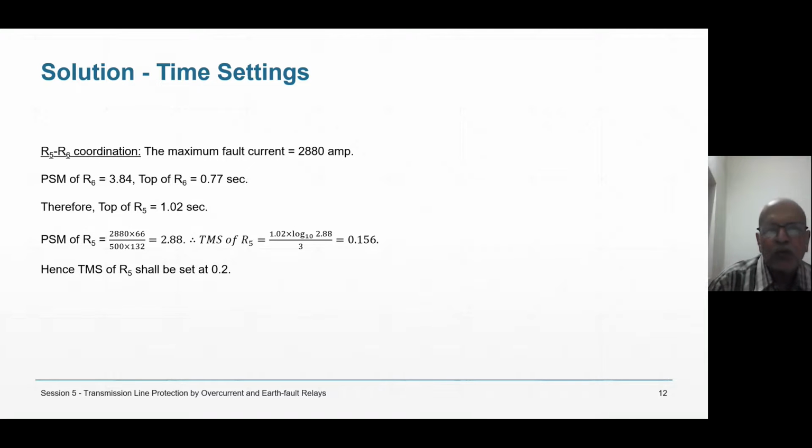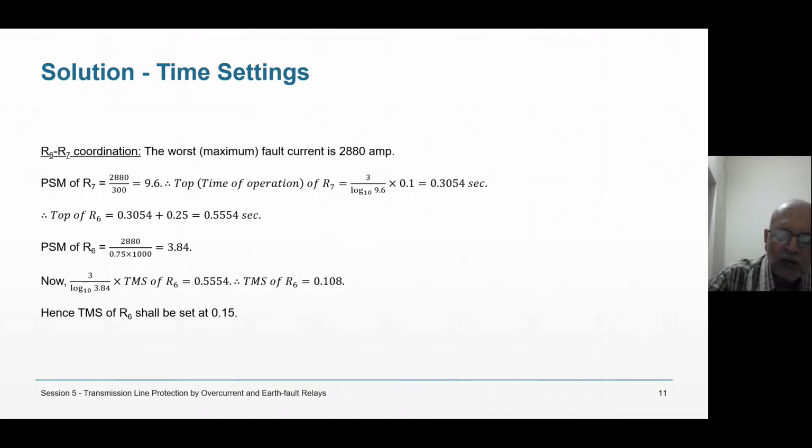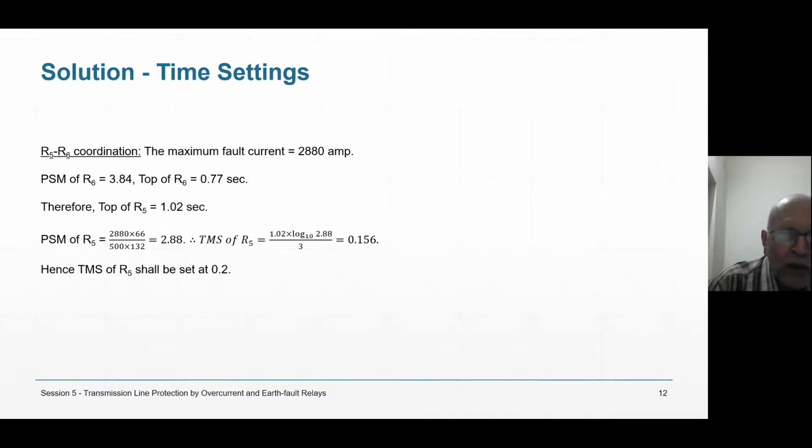But the time of operation varies, because it is not the same now. You have decided the TMS as 0.15, so based on that, the operating time of R6 is 0.77. The operating time of R5 is 0.25 second more. Based on that, the TMS of R5 will be 0.2.